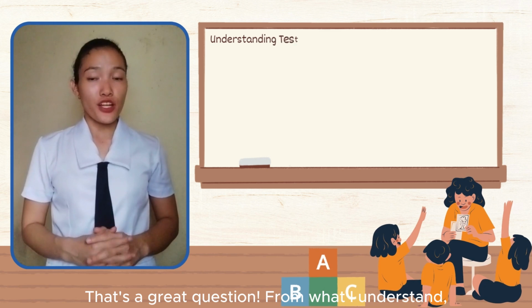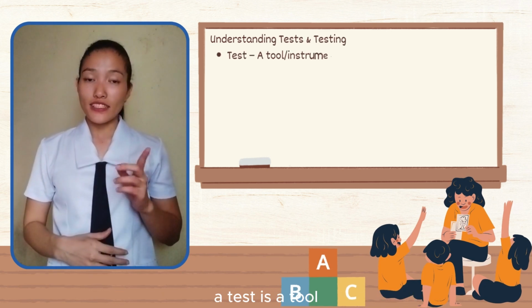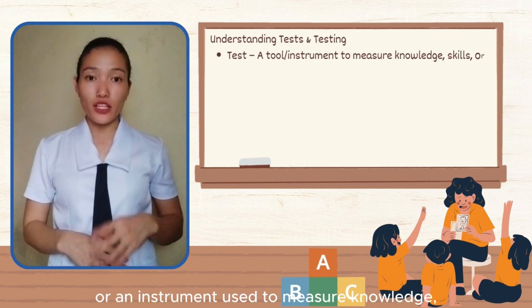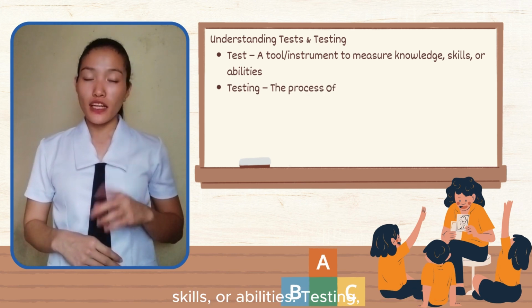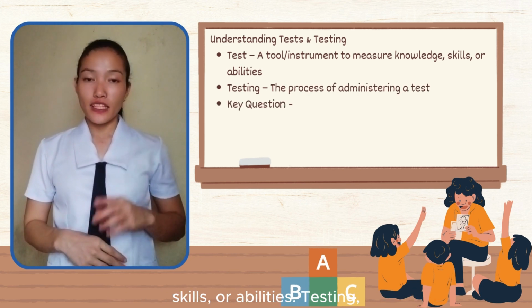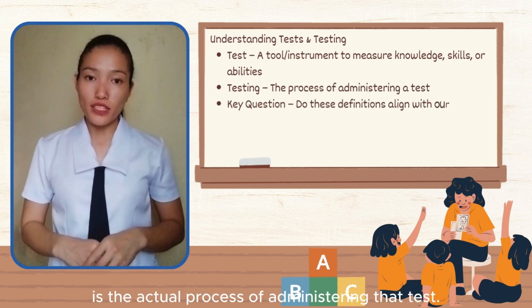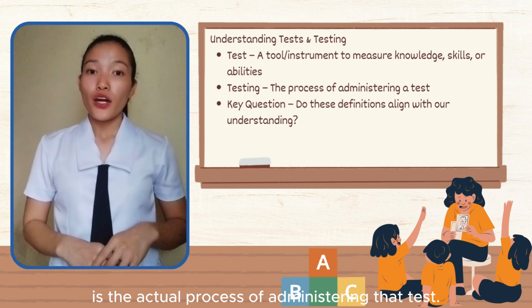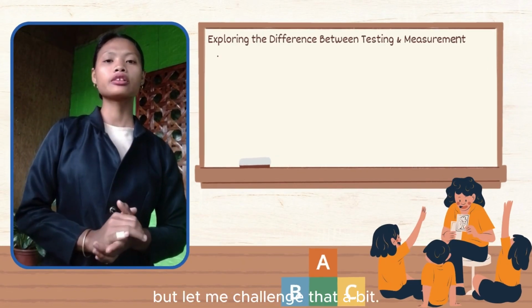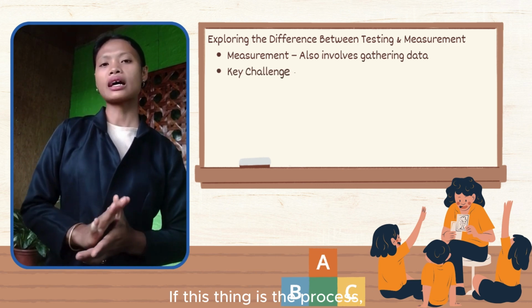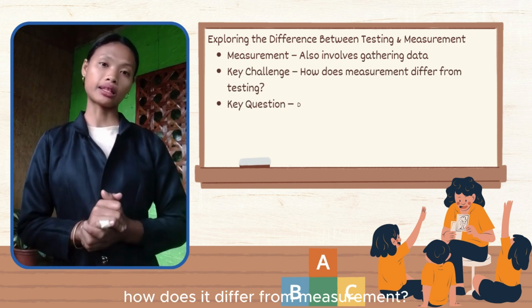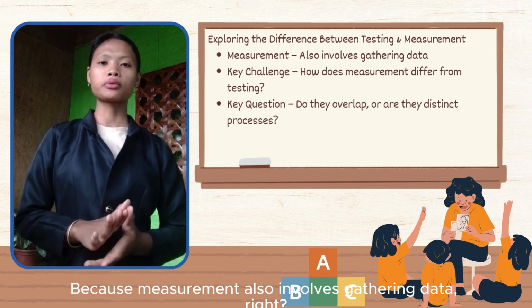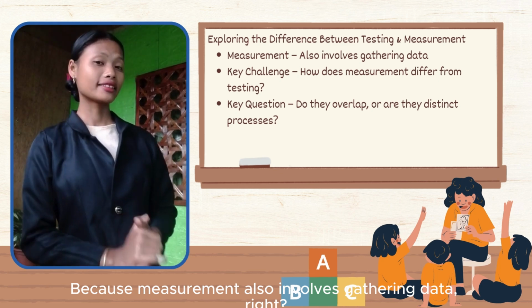Hey everyone! Let's start by clarifying what assessment really is. We've heard about test, testing, measurement, evaluation, and assessment. But how are they different from each other? That's a great question. From what I understand, a test is a tool or an instrument used to measure knowledge, skills, or abilities. Testing, on the other hand, is the actual process of administering the test. Do you both agree? I do, but let me challenge that a bit. If testing is the process, how does it differ from measurement? Because measurement also involves gathering data, right?